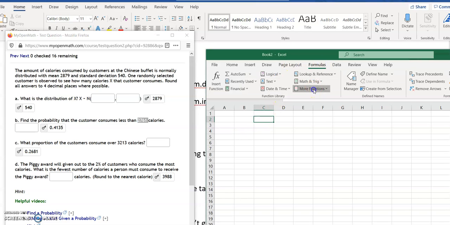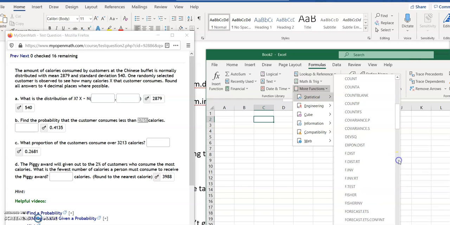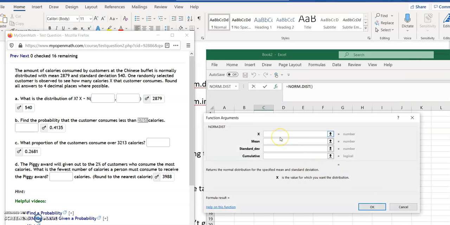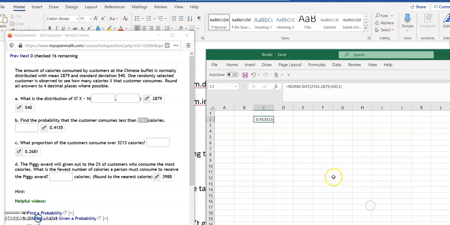Okay, formulas, more functions, statistical, norm.dist. The x value is 2761 as given. The mean is above, 2879. Standard deviation is 540. Cumulative is always 1. I don't know of any point in this chapter that it's never anything but 1, okay? All right, so there's the probability less than. And so that is my answer. Because why? Because they asked for less than, okay?